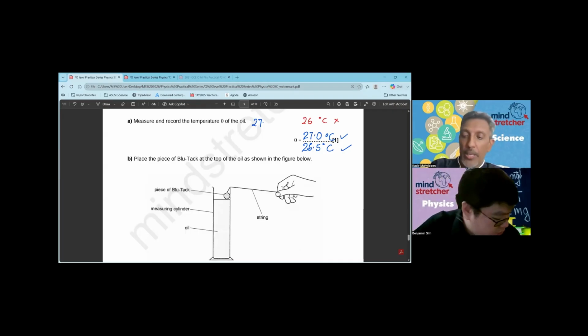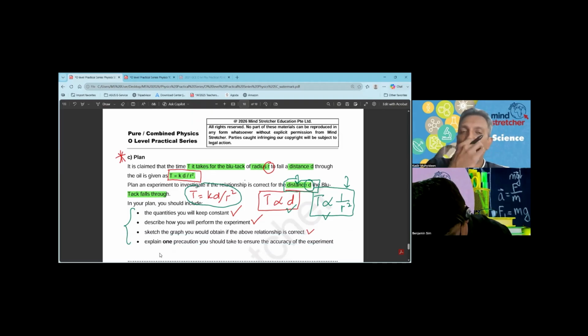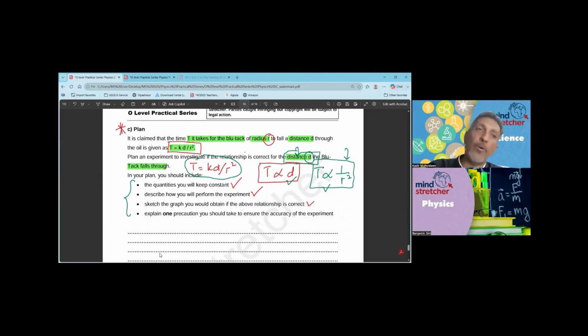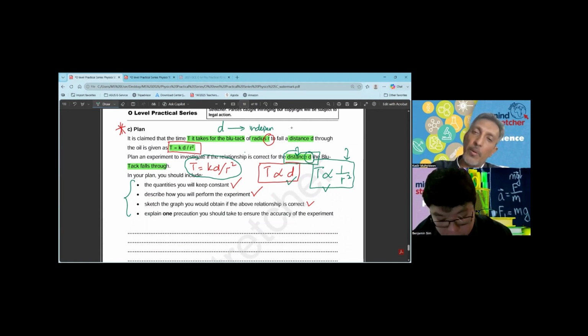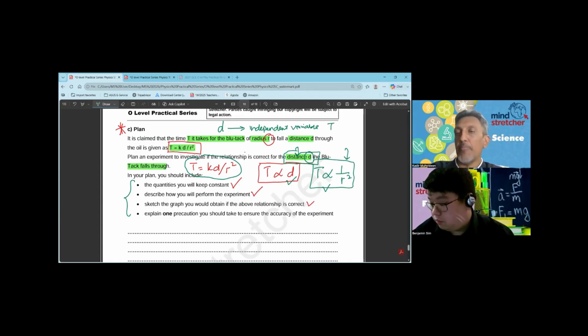Okay, guys. Try to answer this question. Think of the quantities that you'll keep constant and how you'll perform the experiment. This is quite an easy experiment. It's just that because you're going to vary the height, d is your independent variable, the one that you change, and t is the time, the one that you measure. This is the dependent variable.